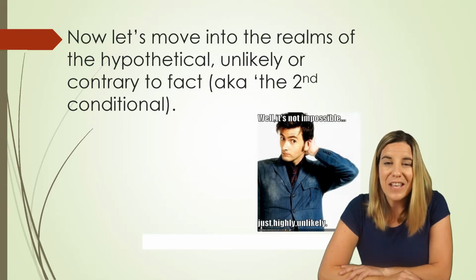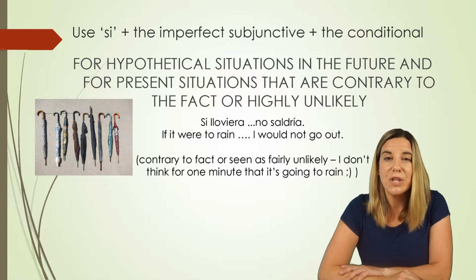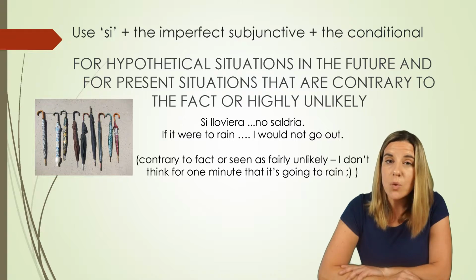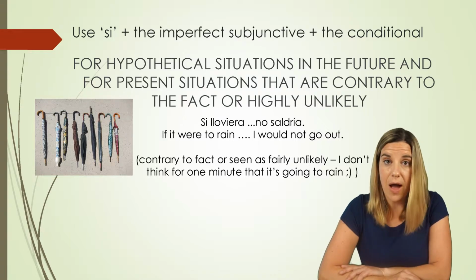So now let's look at what is called the second conditional, which is hypothetical situations. We use si with the imperfect subjunctive and then the conditional for hypothetical situations in the future and for present situations that are contrary to fact or highly unlikely. Si lloviera, no saldría. If it were to rain, I would not go out. Si lloviera is the imperfect subjunctive, and then no saldría is the conditional.